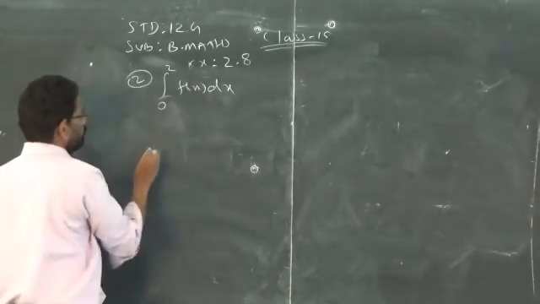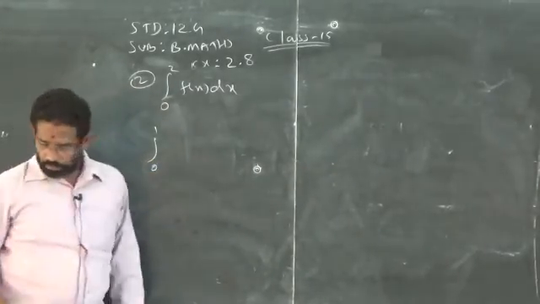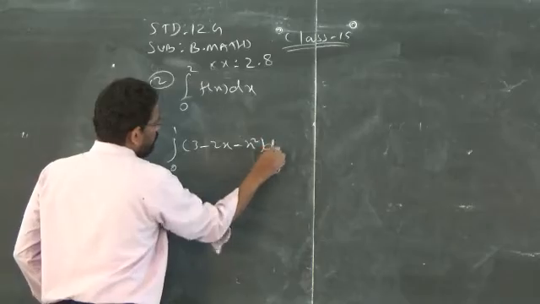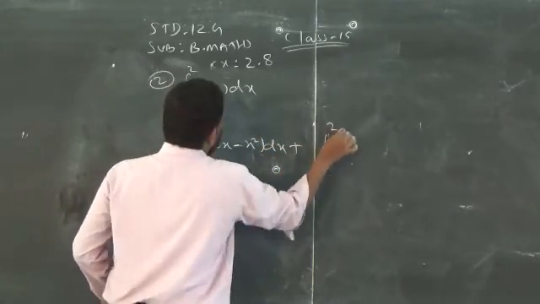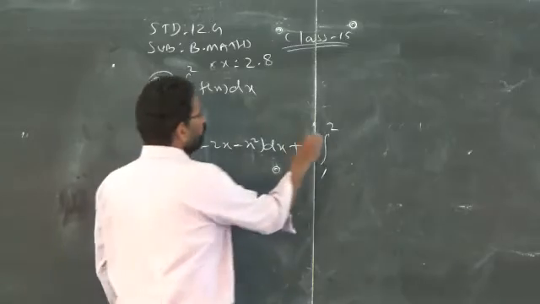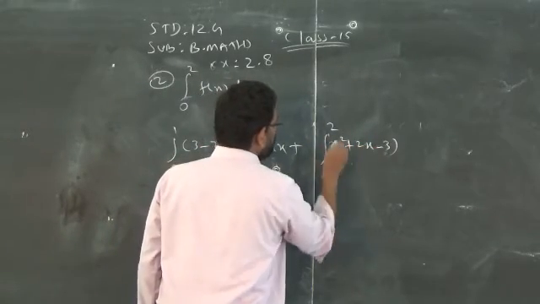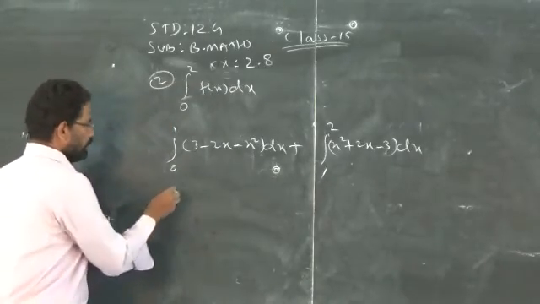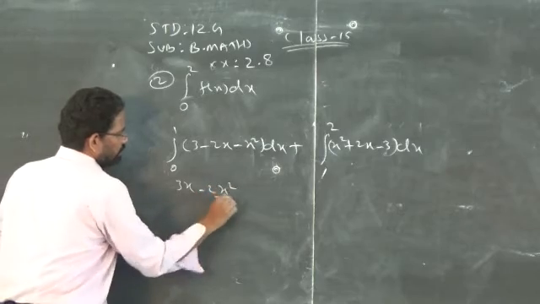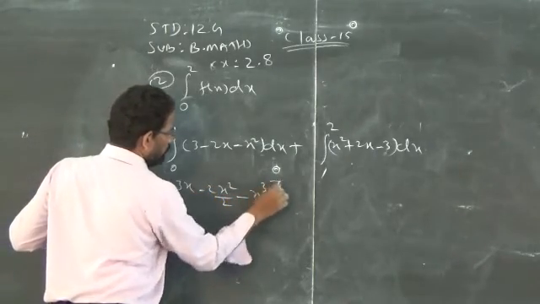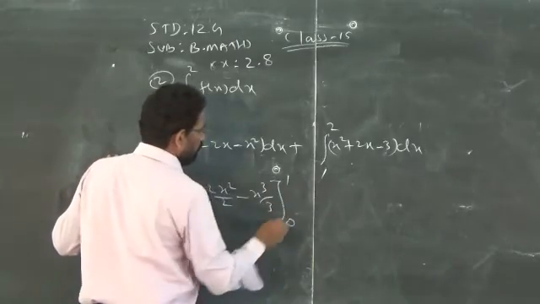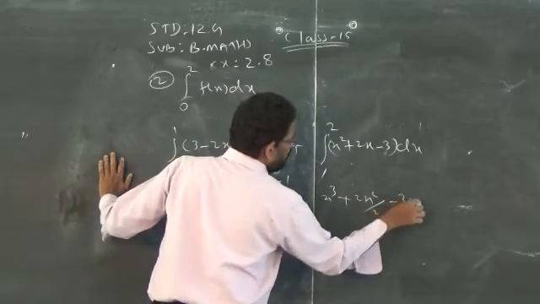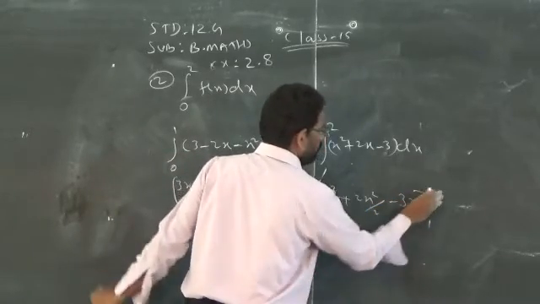So it is given as 0 to 1. For 0 to 1, the function given is 3 minus 2x minus x square, plus, then 1 to 2. For 1 to 2, what is given? x square plus 2x minus 3, dx. You know this already, I just integrate, and simplification you can do at home. So 3x minus 2x square by 2 minus x cube by 3, from 0 to 1, plus x cube by 3 plus 2x square by 2 minus 3x, from 1 to 2.